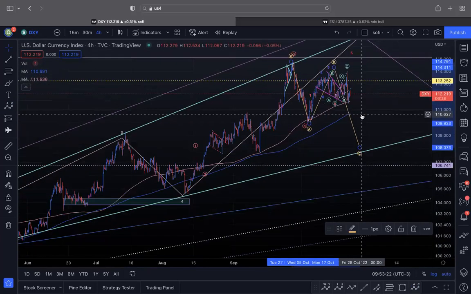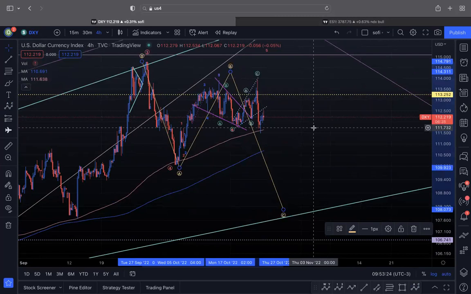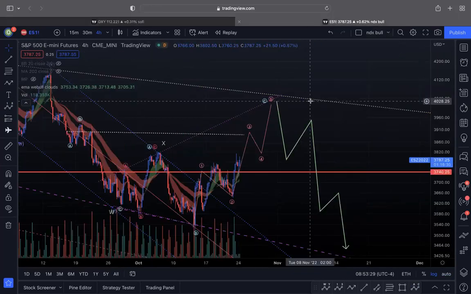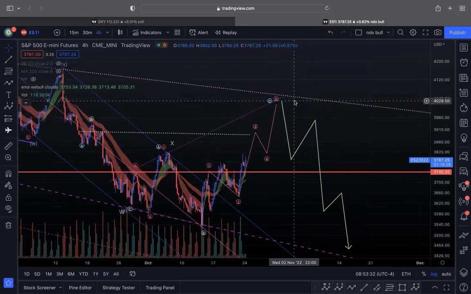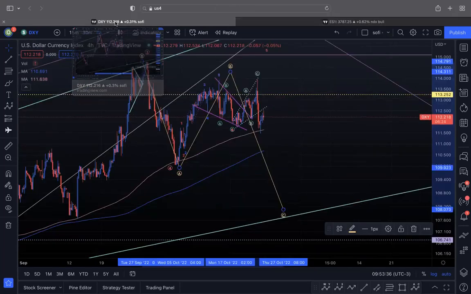And if this is the case that's playing out for the dollar, and we start to break below 111, I think 108 is very likely. Then equities should have enough of a pressure pump in them to push up to 4,000.